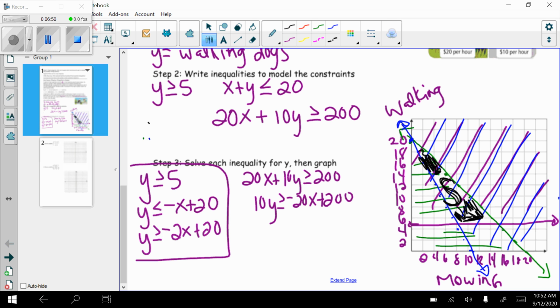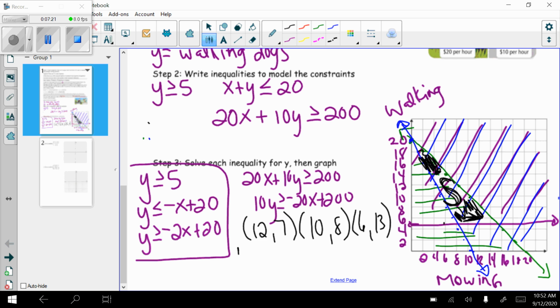So one possible answer, let's see, over 12, it looks to be up to 7. So 12 comma 7 is a possible answer. However, if I went over 10 and up 8, that is also a possible answer. I could go over 6 and up 13. That would also be a possible answer.